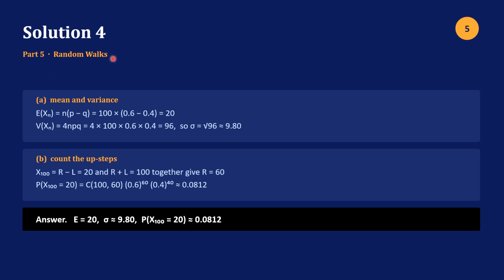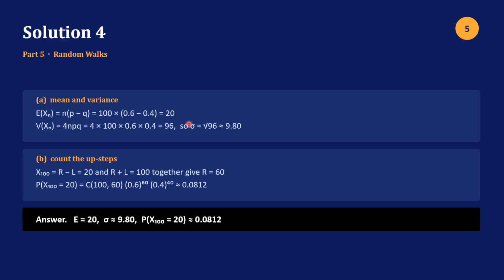So if we look up our formula from lesson 5, the expected value of the random variable X_n is n times (p minus q). In our case, n was 100, and p and q are plugged in here, and we get 20. So the expected position after 100 steps is 20 to the right. Then the variance is given by 4npq. We plug in our numbers, we get 96.